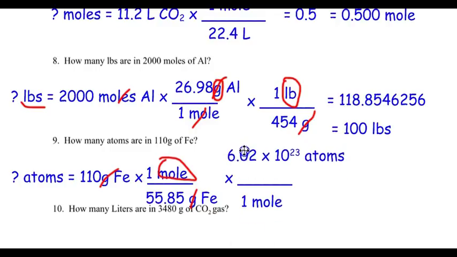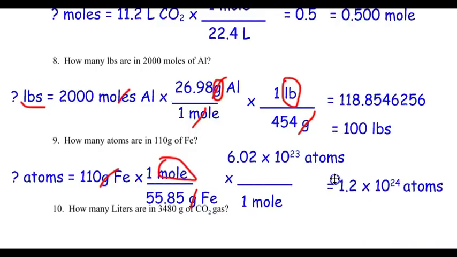atoms on top. And when you do the math, don't forget, you're going to take 110 divided by 55.85, you get roughly 2, and now times 6.02 EE 23. Remember, don't put the times in there. And this is what you should get. This is 2 sig figs. Why 2? Because right here. Okay, why don't you try number 10 on your own? So pause this and see how you do.